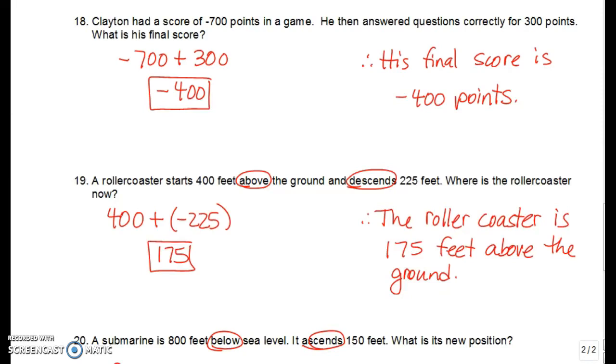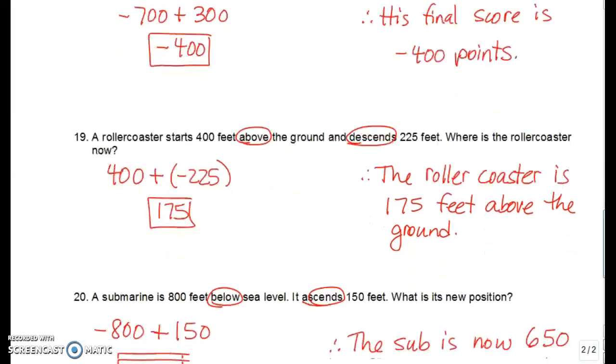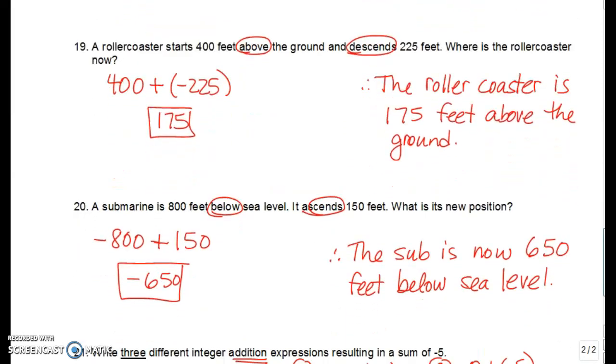Going back to number 18, his final score is negative 400 points, which is appropriate. Number 20, descending or below is negative, ascending is positive. So the answer is negative 650. The sub is now 650 feet below sea level. Would it be correct to say the sub is now at negative 650 feet? Not really. We don't talk that way. We say below sea level.